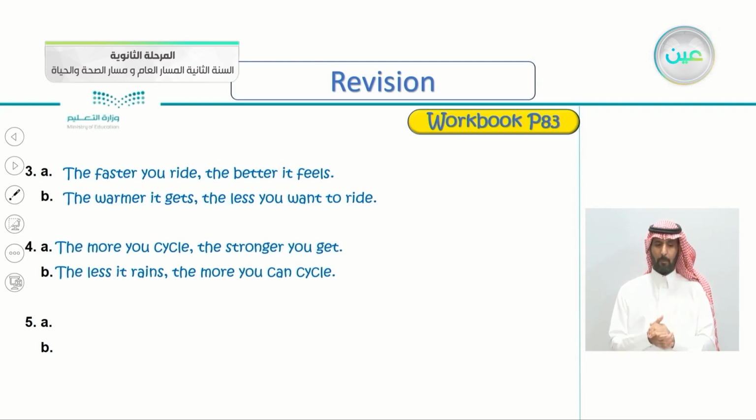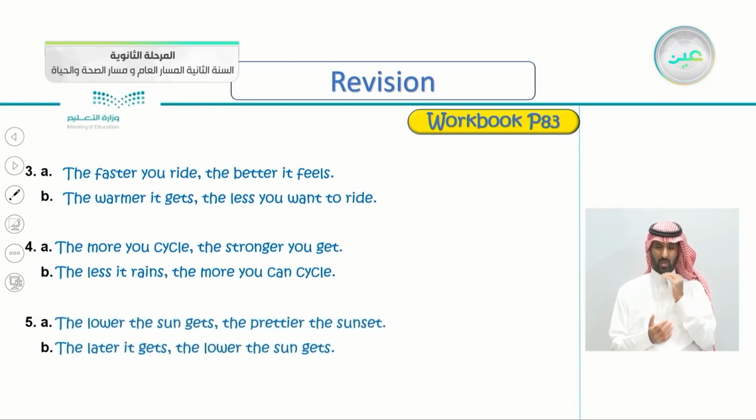So the more you cycle, the stronger you get. And the less it trains, come on, the more you can cycle. Number 5, last one here. So I've written that the lower the sun gets, the prettier the sunset. Or the second sentence, the later it gets, the lower the sun gets.